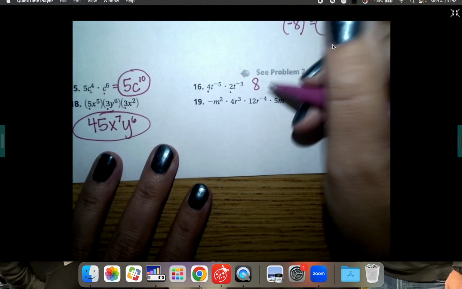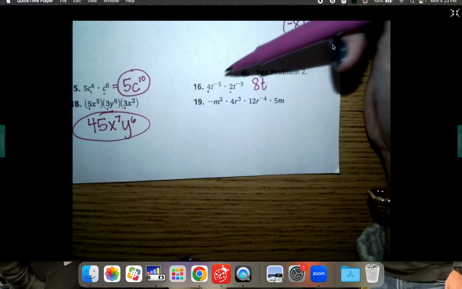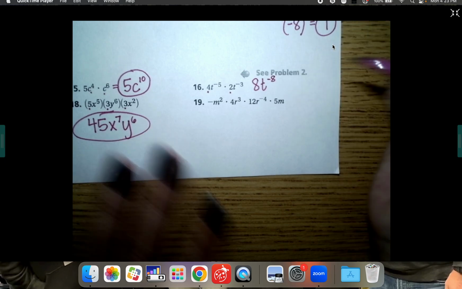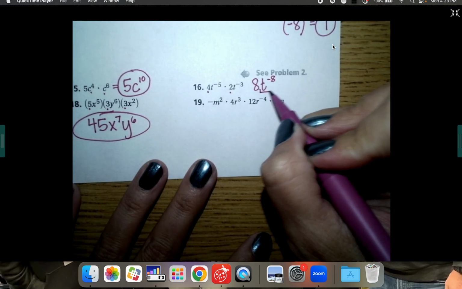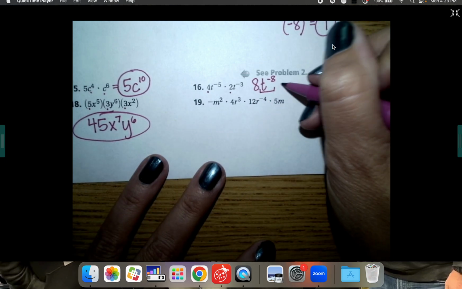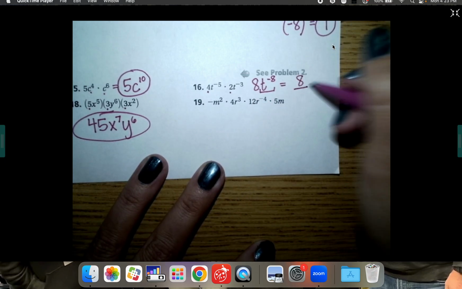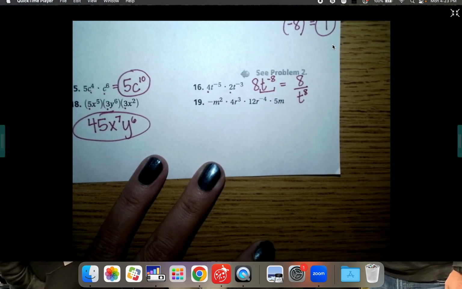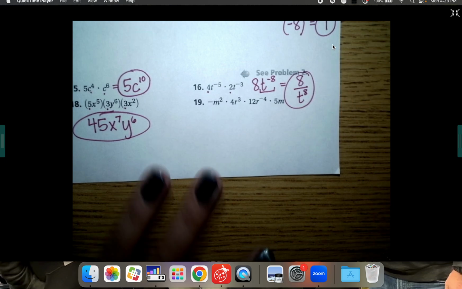T's are the same base, so we're going to leave it t, and we're adding -5 plus -3 is -8, but that's a problem. You can't have a term that's got a negative exponent. 8 is fine. 8 can stay up top, but to the bottom is going to go t, and now it's a positive power of 8 once it has flipped.